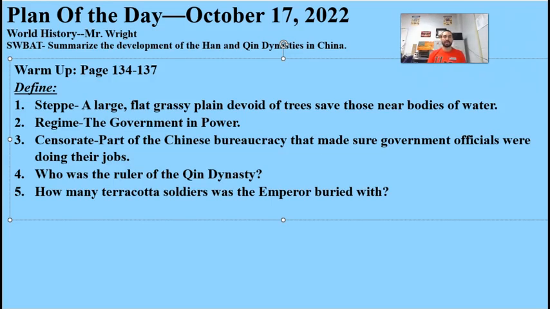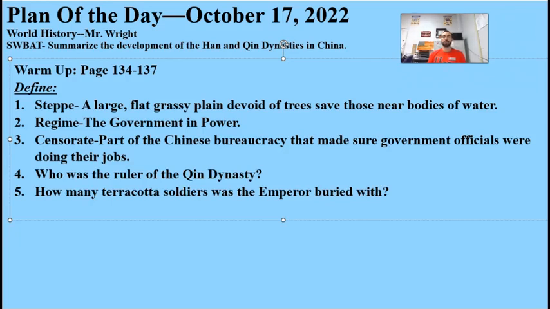Term number 1, steppe, a large, flat, grassy plain devoid of trees save those near bodies of water. The Asian steppes are equivalent to the North American Great Plains. Number 2, regime, the government in power. Number 3, censorate, part of the Chinese bureaucracy that made sure government officials were doing their jobs.